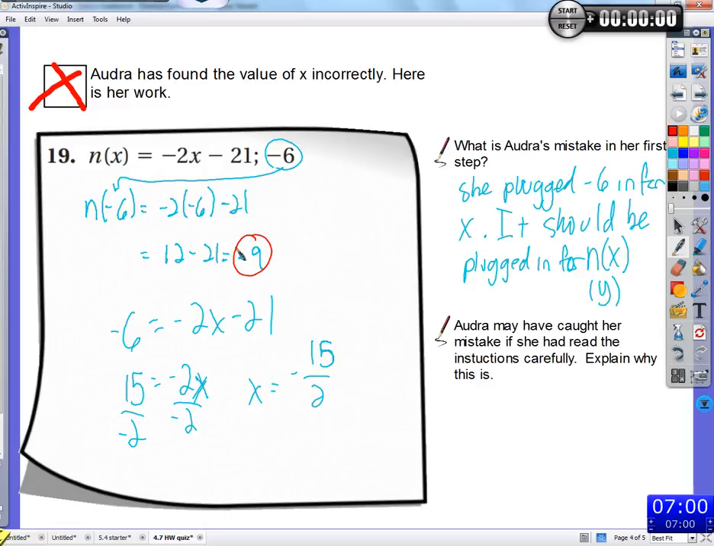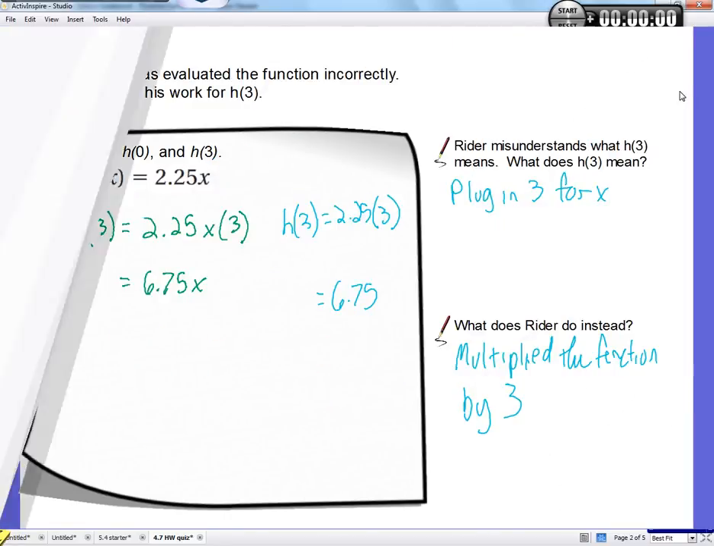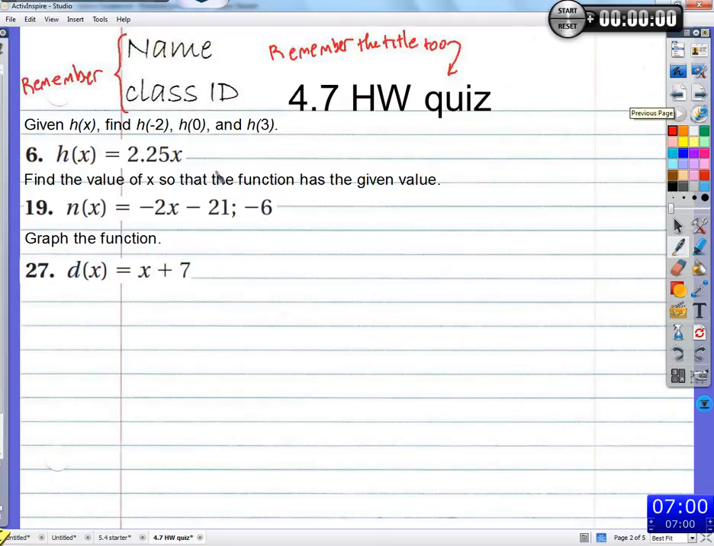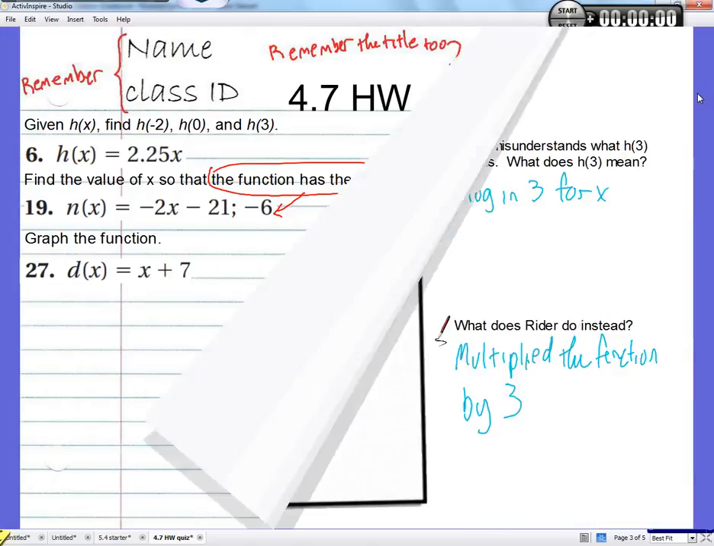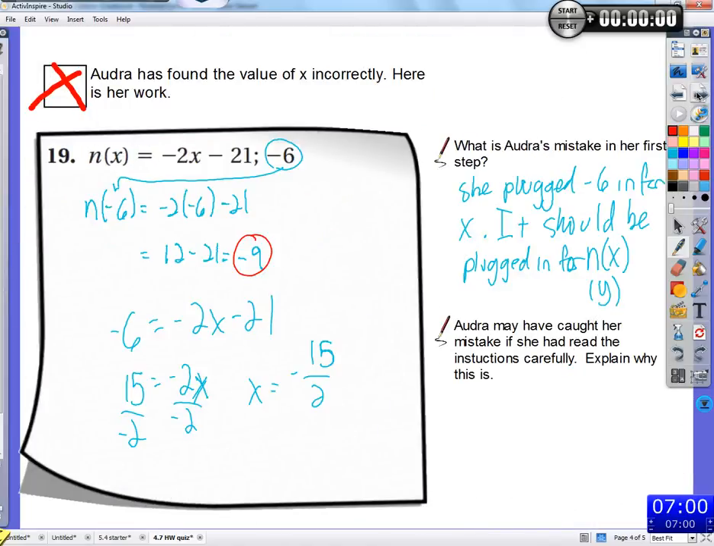9 is not negative 6. This right here is not negative 6? Okay, so she may have read this part of the instructions. The function has the given value, this value, right? The function should have an output of negative 6, and in her case, it had an output of negative 9. That's not right, that's not what that should be.